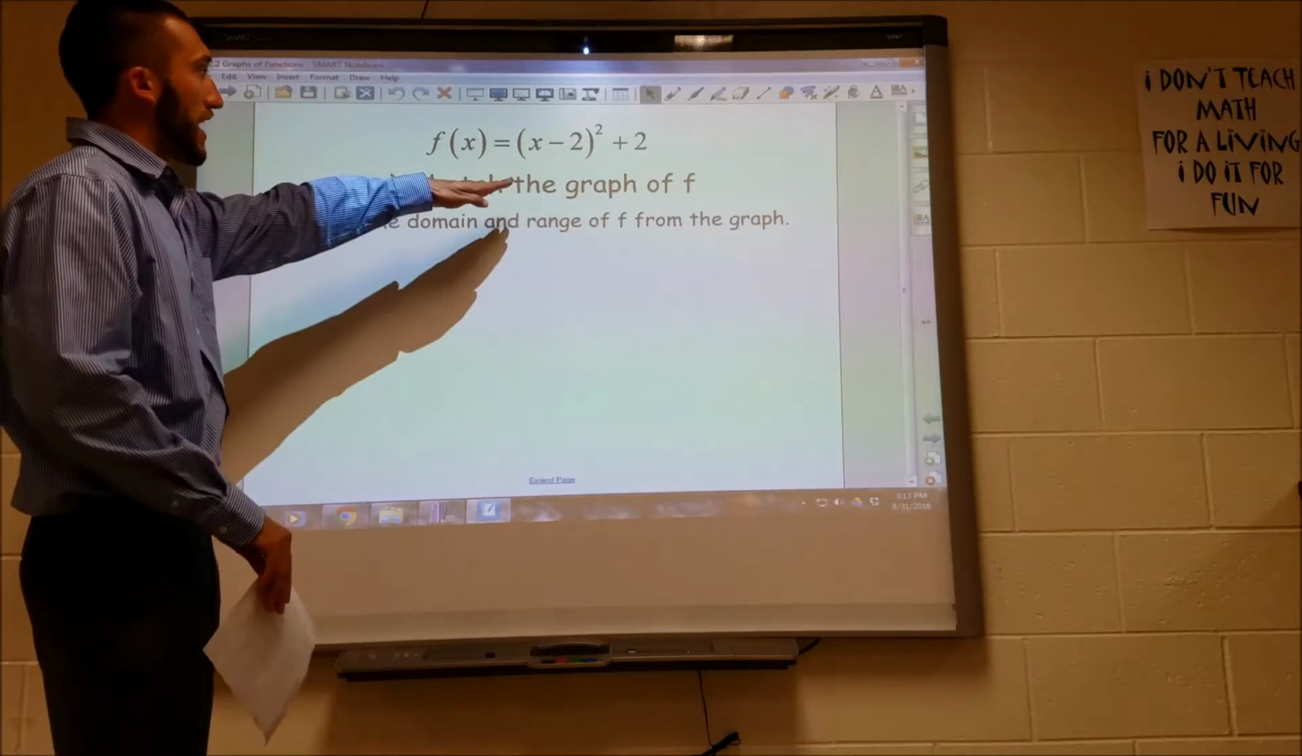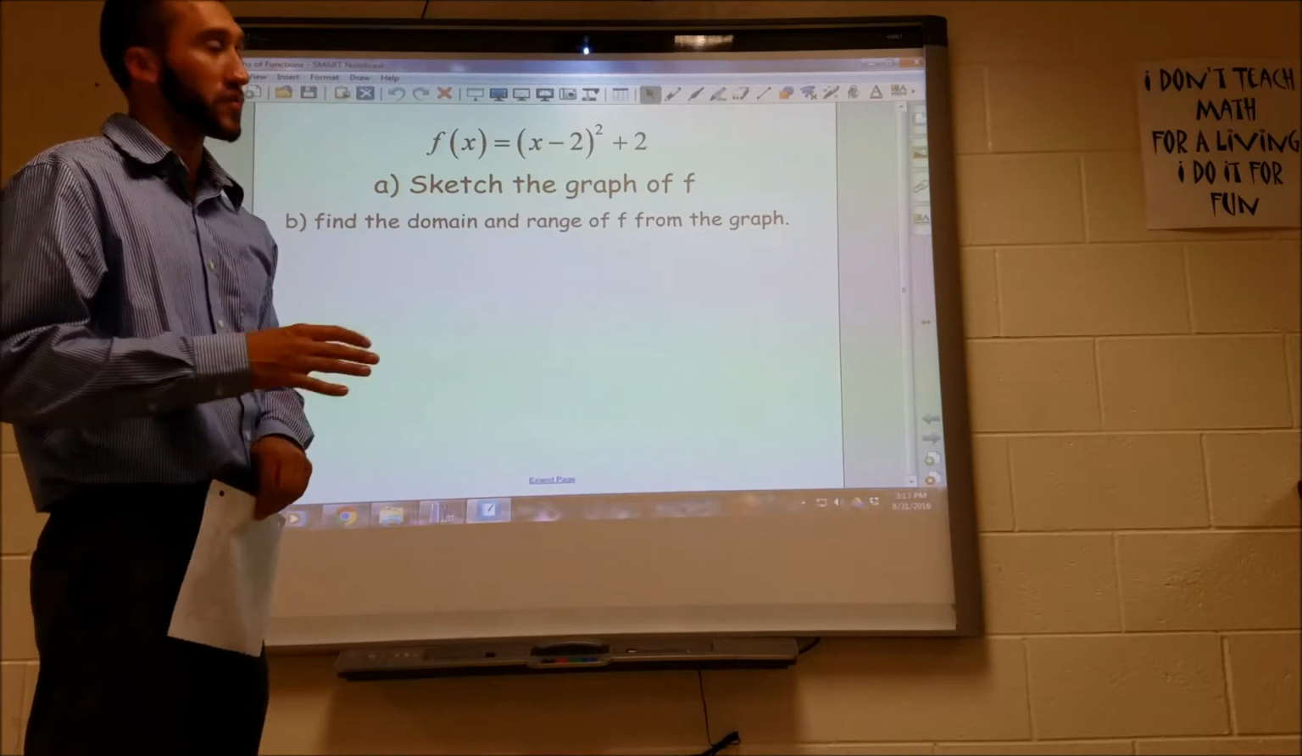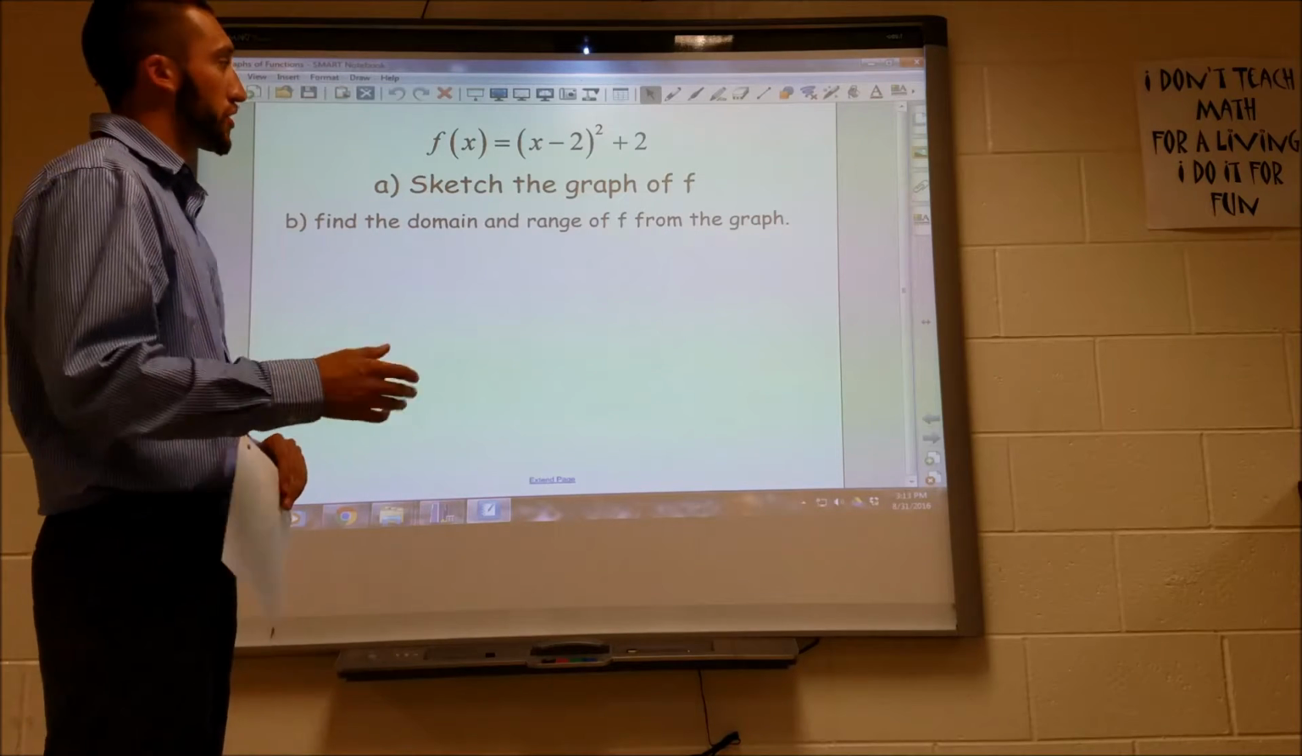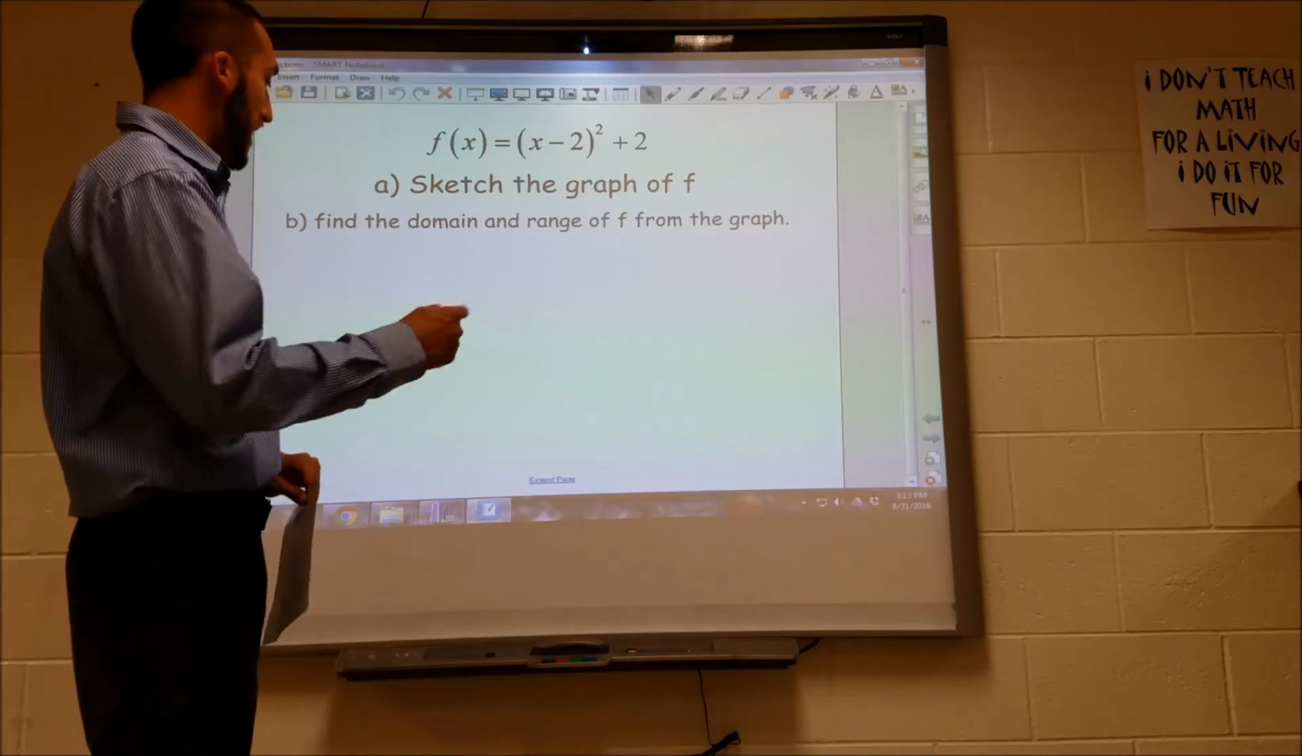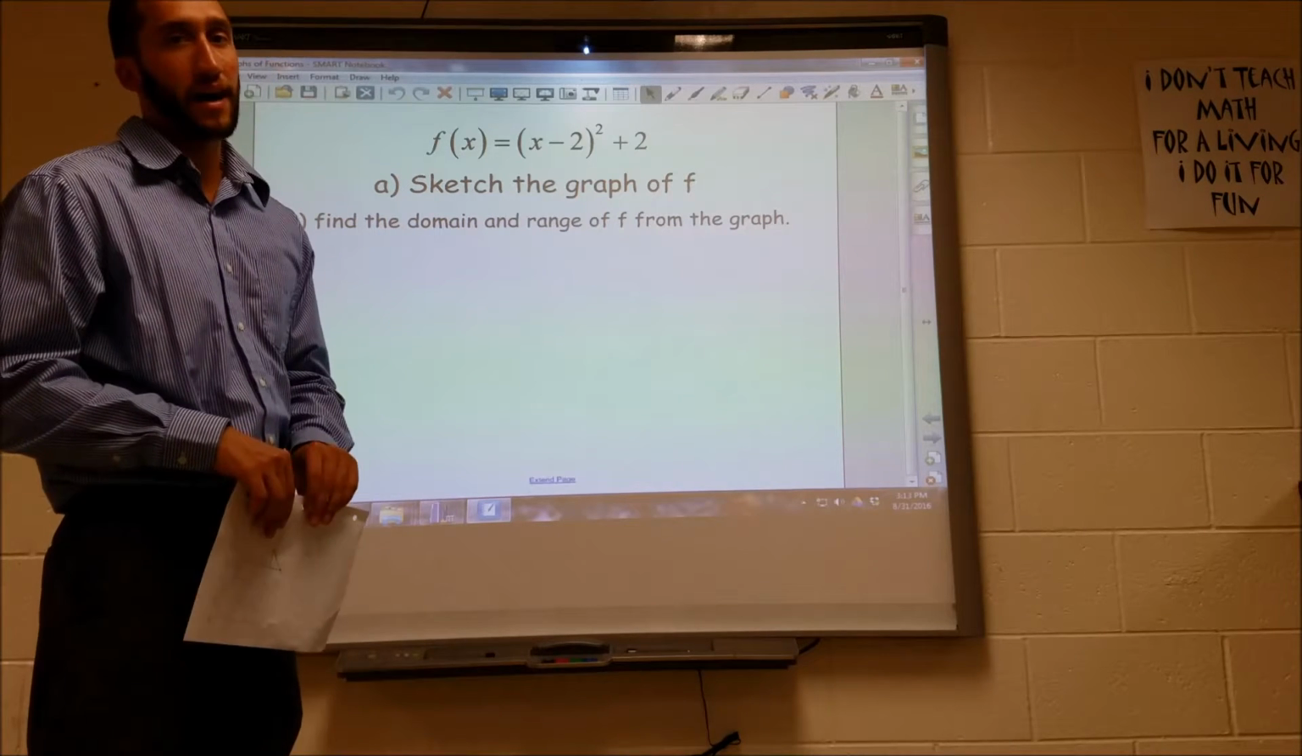So in order to sketch the graph, you could do it algebraically, but in this class we're not required to, so I'm just going to show you how to do it on your calculator. I have an emulator. I'll show you how to do it exactly on your TI-83.